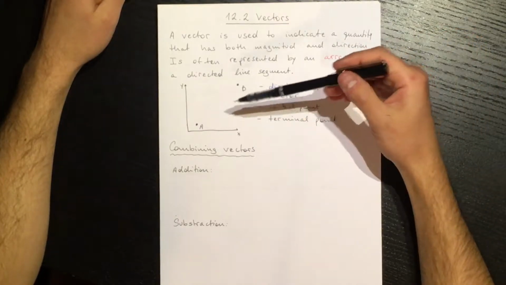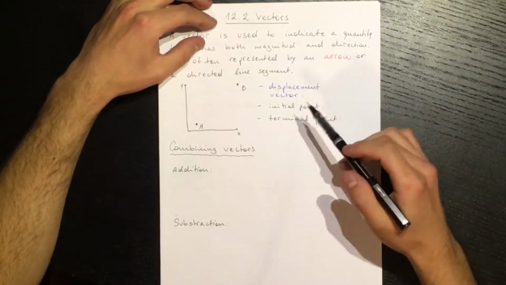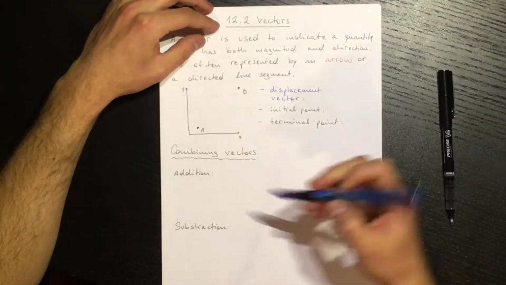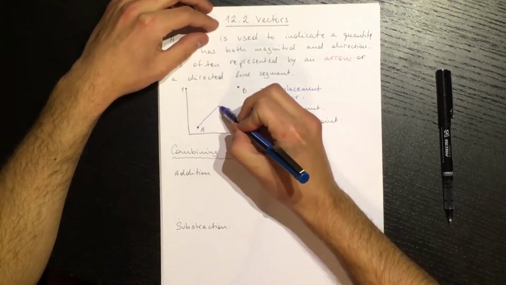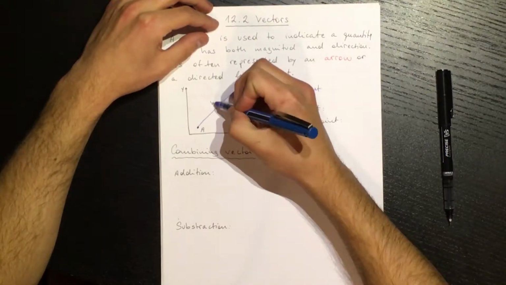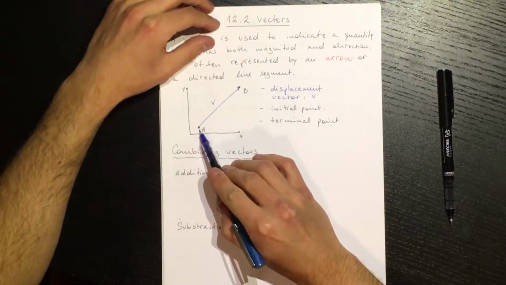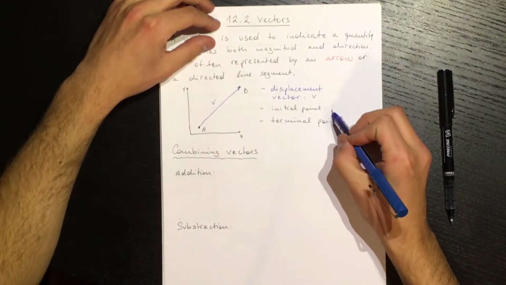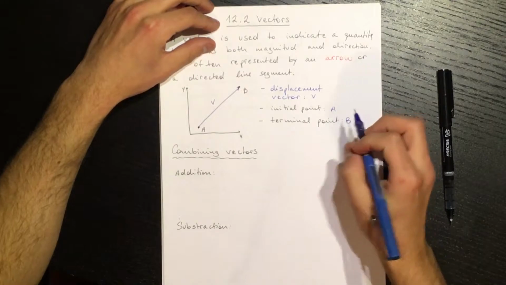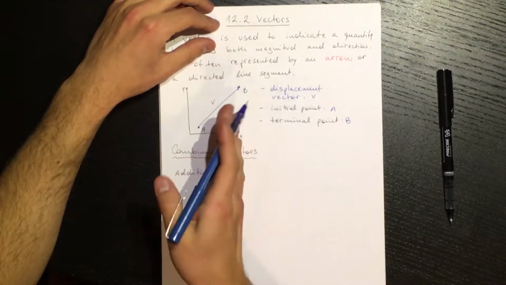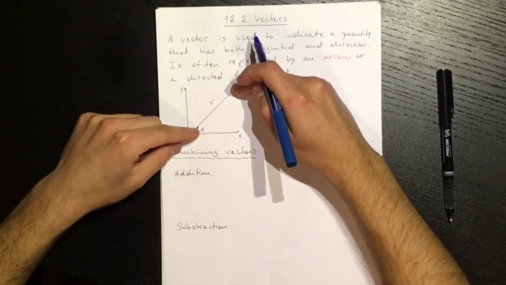So going back to what we know in 2 dimensions, the displacement from a point A to a point B is a vector. We're going to call it V. It has the initial point A and the terminal point where it ends, called B. The direction of this vector is given by AB, and the magnitude is the length of the line segment from A to B.